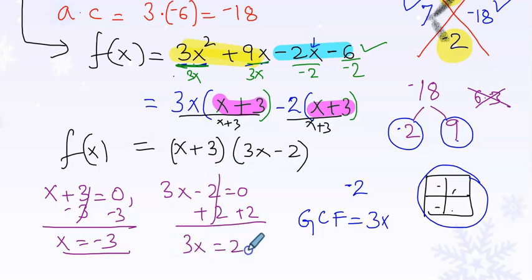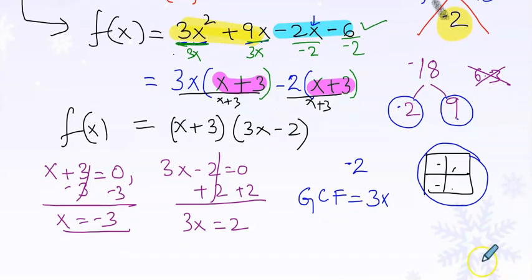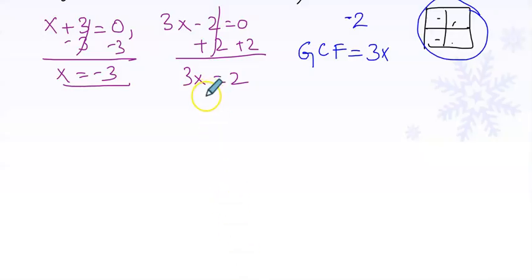3x is equal to 2, and x is still not there by itself, so I'll have to remove this 3 also. Multiplication, opposite, division. We did 3 times x, so I'll have to cancel this way. 3 and 3 gone, so you got x is equal to 2/3.